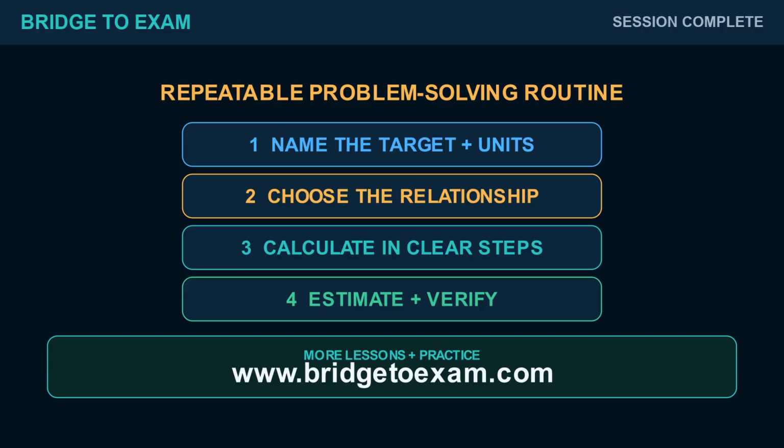Use this routine. Name the target and units, choose a relationship, calculate with clear steps, then estimate and verify. Build a complete sample space. Classify the event structure, calculate by counting, multiplying, or complementing, and test the probability against logical bounds.